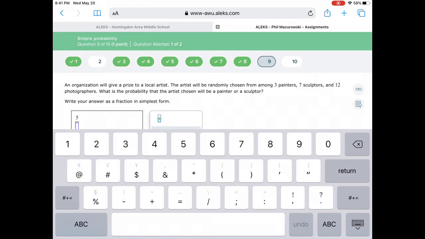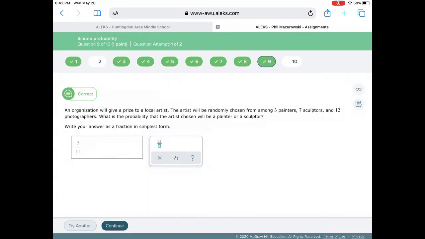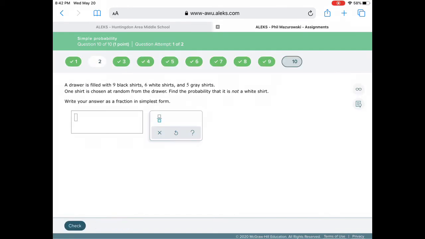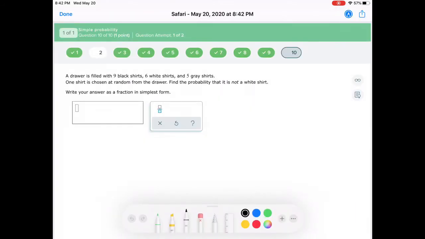And that one was a little more difficult because they were talking about distinct items. Not everything was all the same. They're not all cards, they're not all marbles in a bag. So one more question like that before I can turn you loose to work on your own. Drawers filled with 9 black shirts, 6 white shirts, and 5 gray shirts. So once again, we're going to have to do a little bit of adding here to figure out the total outcome.